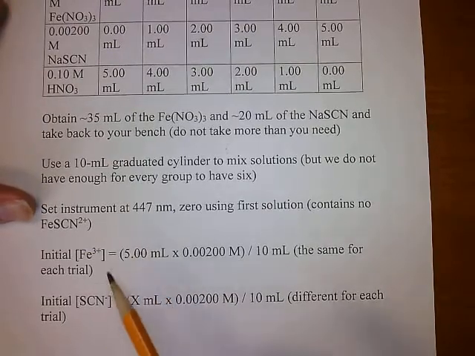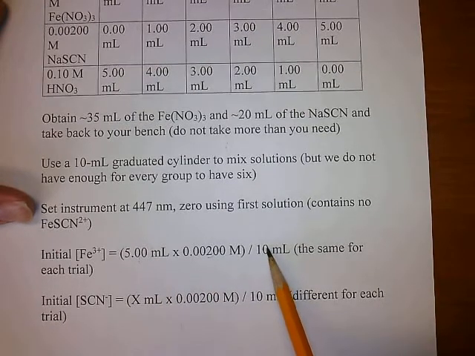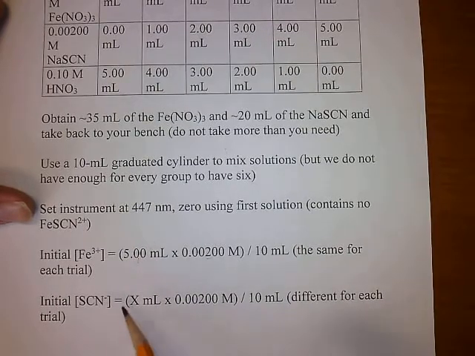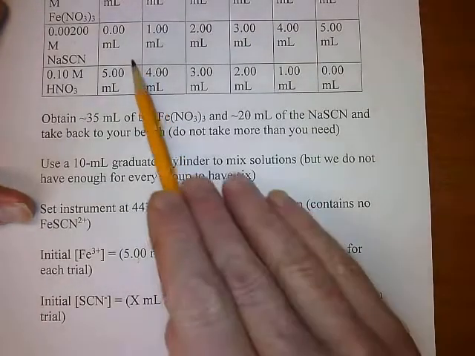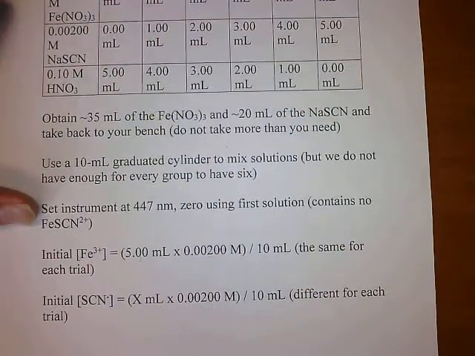So we're going to take 5 mils, that's the volume times the concentration, okay, divided by the new volume, which is 10 mils. This will give you the initial concentration of iron 3. We do the same thing for the thiocyanate, except this is variable from 0 to 5, okay.